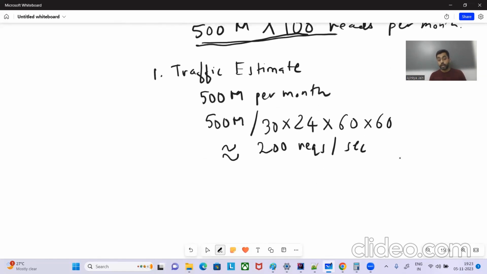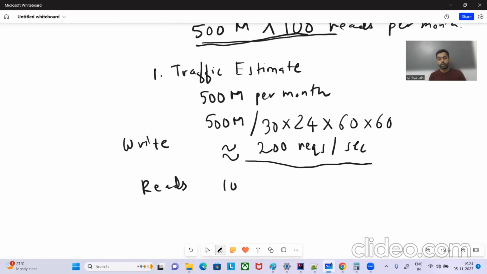So our system should be strong enough, robust enough to handle these many requests per second. So this would be the right scale: there will be 200 long URLs provided per second, and we need to provide corresponding short URLs. And what would be the reads?